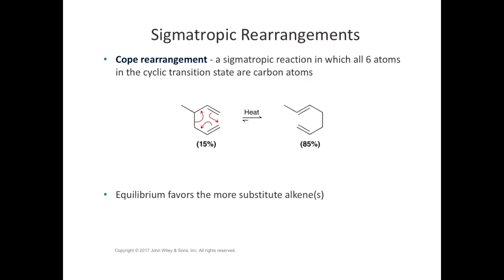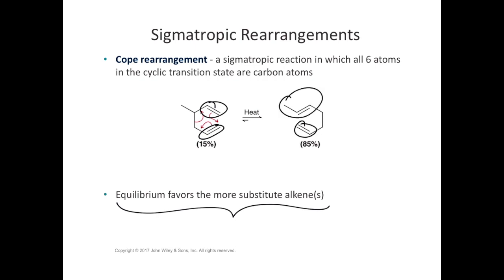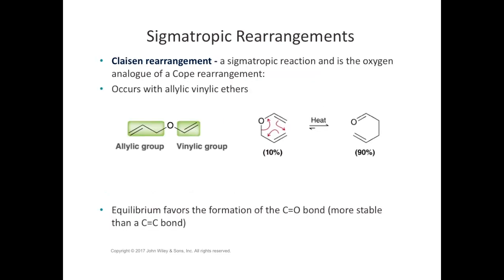A common one is the Cope rearrangement, in which all 6 atoms in the cyclic transition state are carbon atoms, and equilibrium favors the more substituted alkene. So here we have 2 monosubstituted alkenes, but here we have a monosubstituted and a disubstituted. So this particular reaction is going to favor the products.